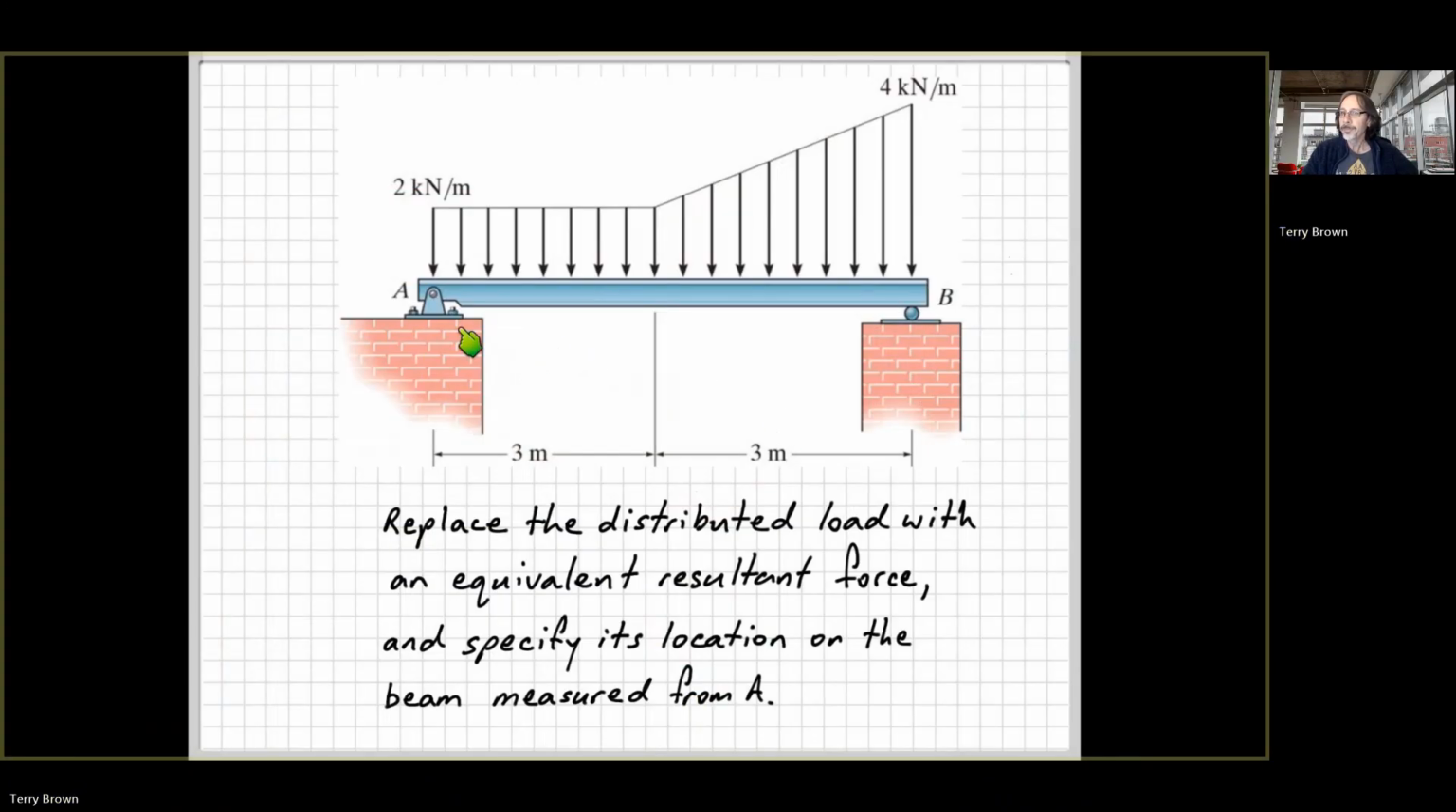So we have a beam with a distributed load that has on the left-hand side a uniformly distributed load of 2 kilonewtons per meter. And then on the right-hand side, a linearly varying distributed load that goes from the 2 kilonewtons per meter up to 4 kilonewtons per meter at the right hand end here. And we want to replace this distributed load with an equivalent resultant force and then specify the location on the beam measured from A where that equivalent resultant force needs to be located.